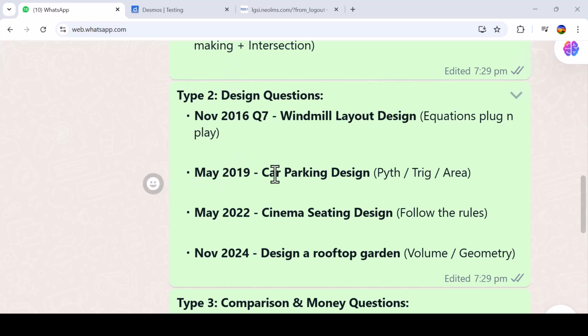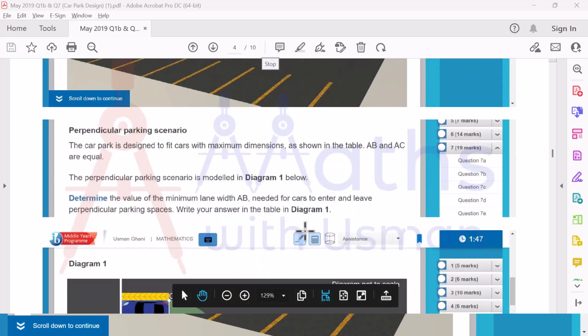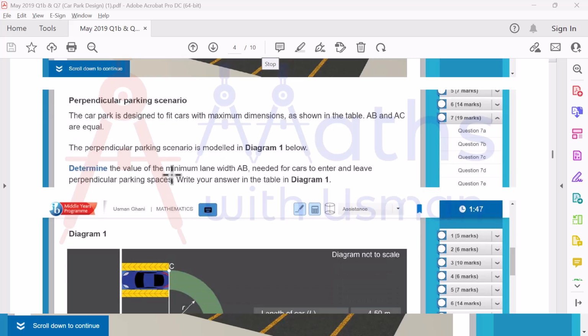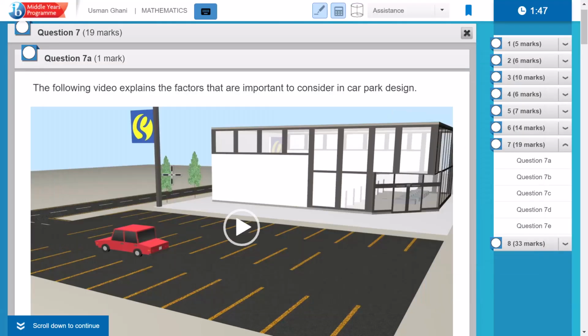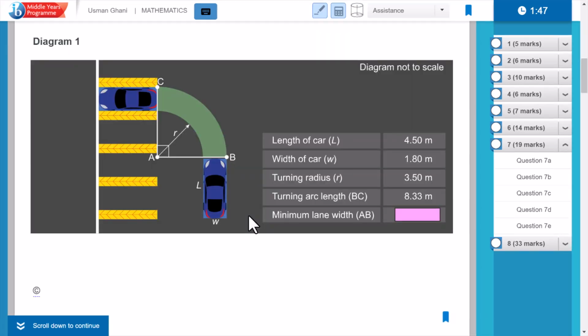Moving on to May 2019 car park design. So this is the car park design question. We have a video. It's really important that we watch this video and we figure out the two scenarios of car parking: the angular car parking and the second option, which is going to be given to us as the perpendicular parking scenario. Okay, so our first question over here is going to be, let's see from the images, determine the value of the minimum lane width AB needed for the cars to enter and leave the perpendicular parking spaces.